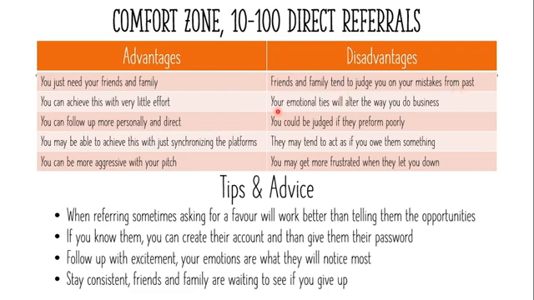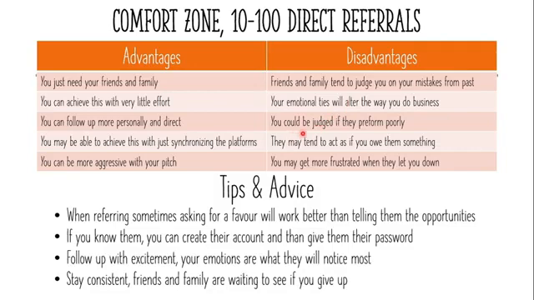The second one I've got here is your emotional ties will alter the way you do business. So because you have emotional ties with these people, you are going to be more likely to get upset, more likely to get discouraged by them, all this sort of stuff. You're going to have more of an emotional connection. So what they do and say to you will actually have a bigger effect on you than if it was a complete stranger.